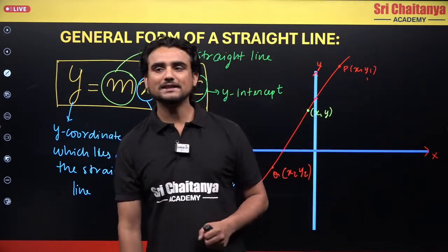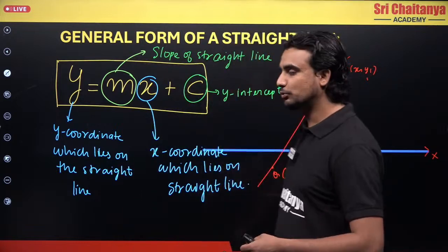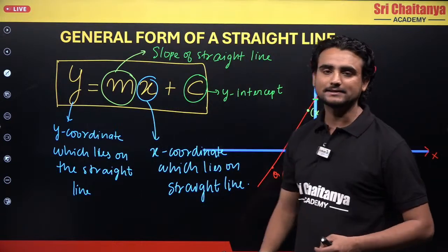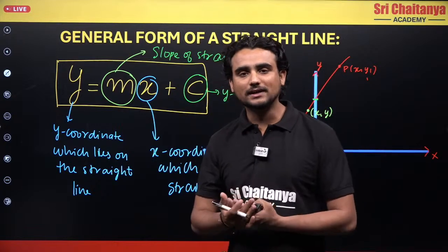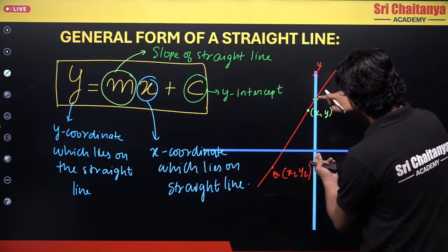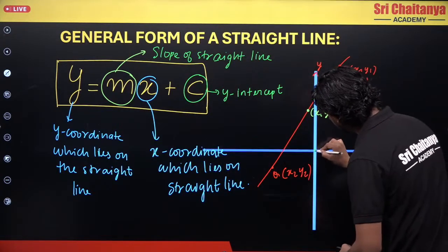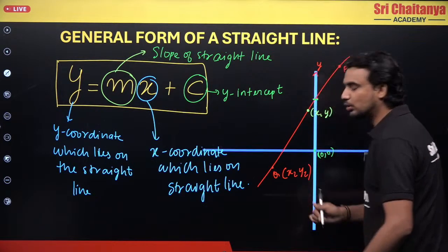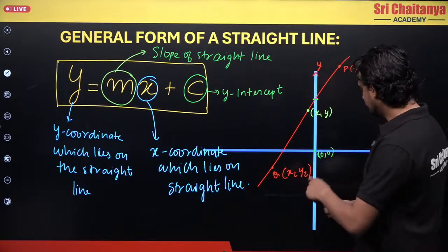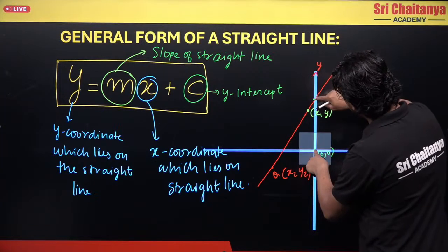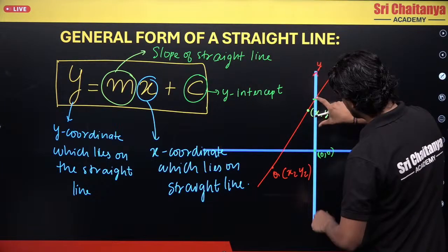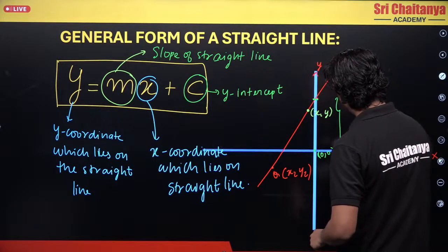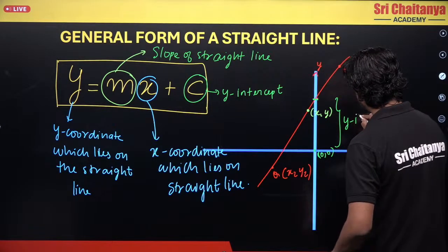Okay, so what is C? C is the y-intercept. It tells us where the line is cutting the y-axis. So what is the y-intercept? The distance from the origin. This origin is (0, 0), where both x and y are 0. And this is the point where it cuts the y-axis. If you find the distance between them, this is known as my y-intercept.